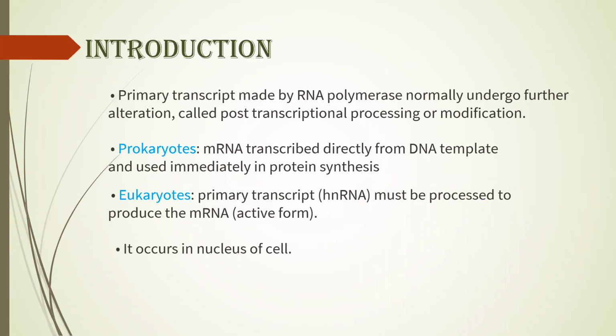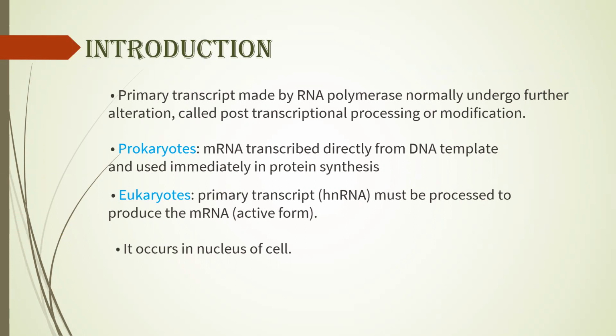It is a primary transcript made by RNA polymerase. It normally undergoes further alterations called post-transcriptional processing or modifications. The primary transcript is nothing but an RNA synthesized from the DNA. After this synthesis, mRNA undergoes some processing in eukaryotes that is known as post-transcriptional modifications.